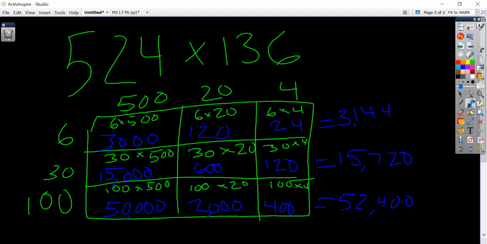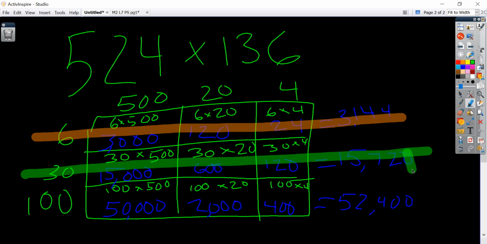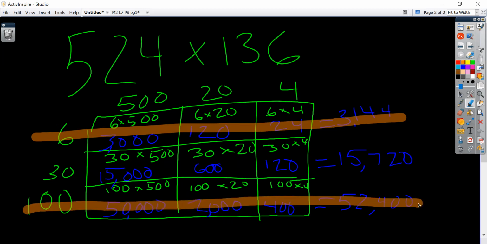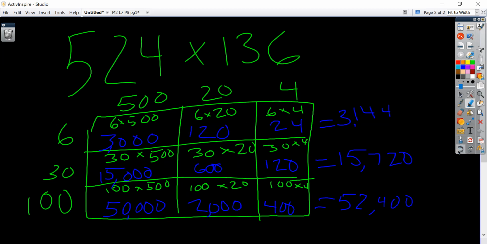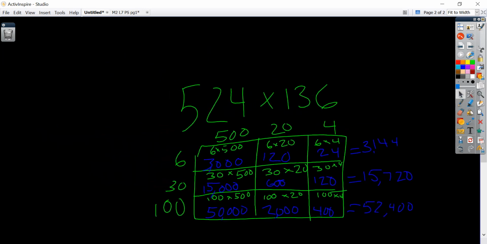Now, I just want you to remember, because we're going to connect this to standard algorithm, when we multiply by the ones, this part of the area model is showing where we multiplied by the tens and we had 1 zero at the end. And then this bottom one is multiplying by hundreds and we saw 2 zeros at the end. Okay, so let's shrink this so that I can work a little bit to the left of it.